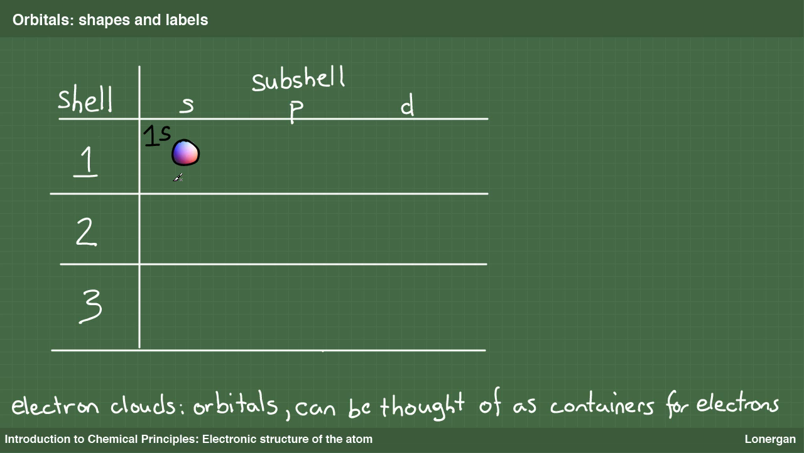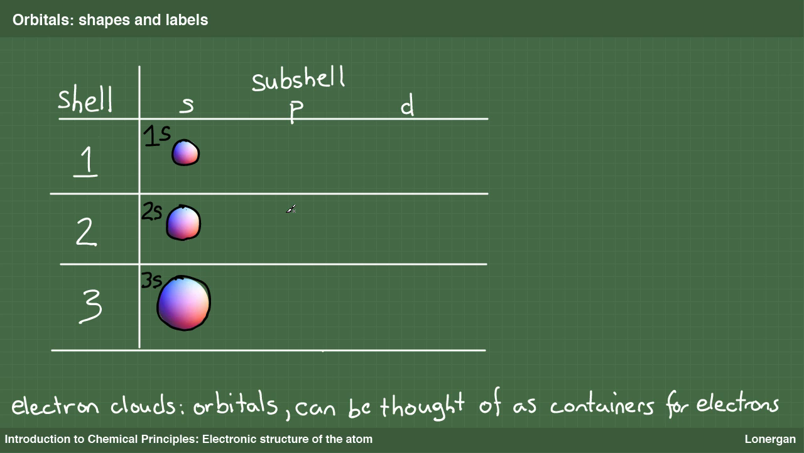As the shell number increases going down the table, the average distance the electron is found from the nucleus increases. I represent this by drawing the orbital bigger. The electron in the 2s orbital is on average further from the nucleus than the 1s, and the 3s further still. After the s orbital comes the p orbital.